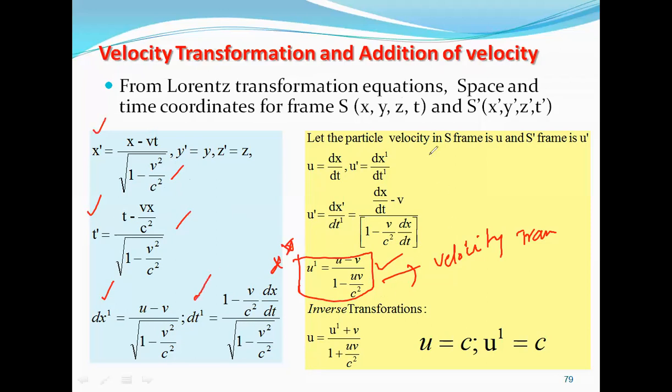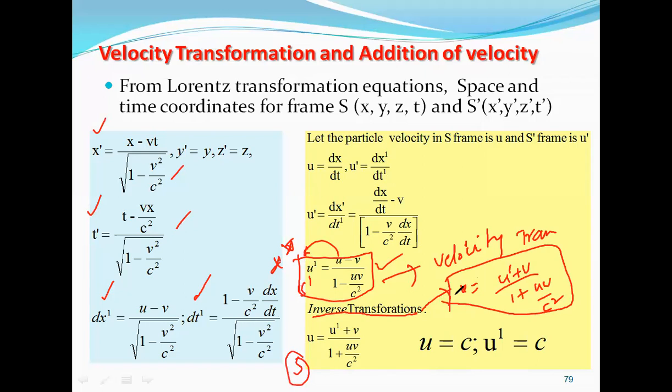So when you want to write the inverse transformation, what do you do? This u will come first and this is going to be plus. So this is called inverse transformation. Here you write u prime, and here s prime. So u is equal to u prime plus v by 1 plus u v by c square. Any doubts, please let me know. The question is over.